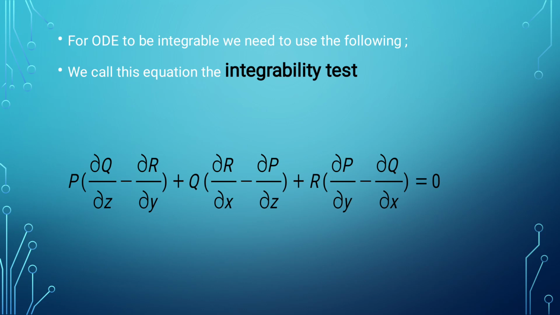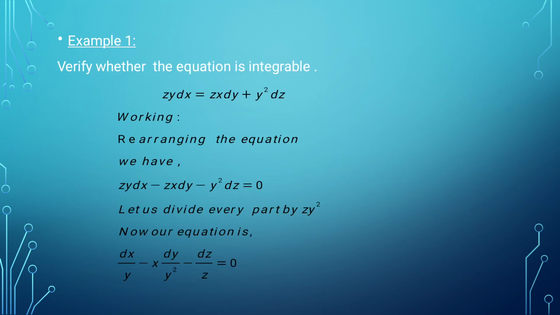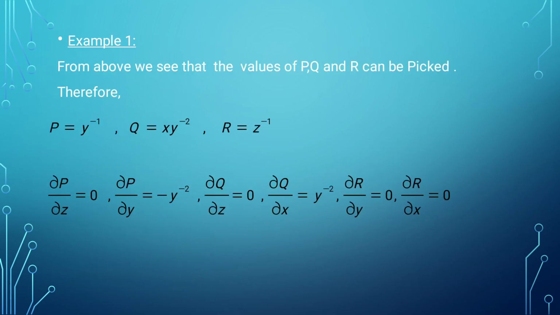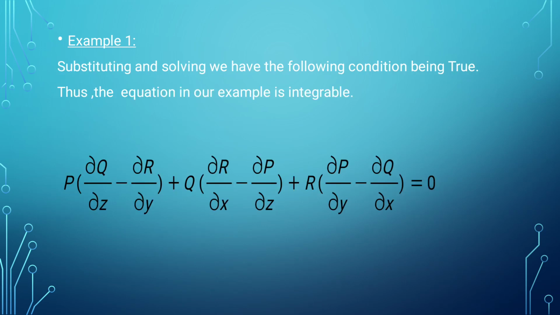Therefore, we substitute respectively. Substituting and solving, we have the following condition being true. Why are we saying it's true? Because this one is giving us the 0 that we wanted.